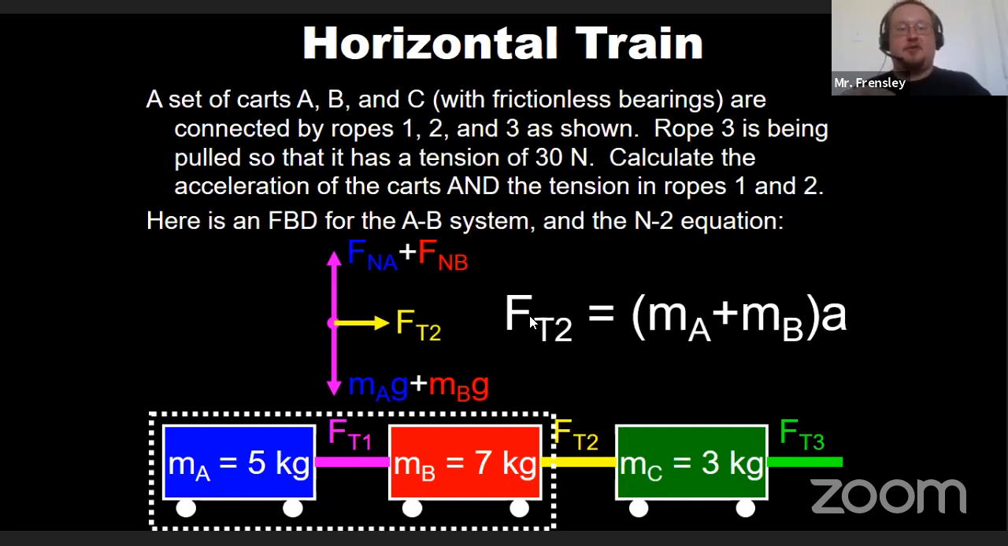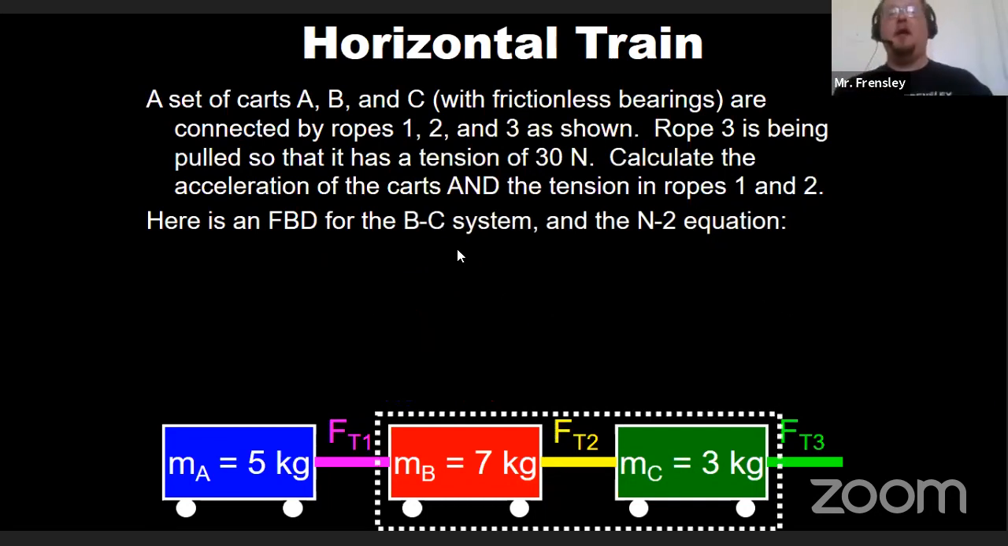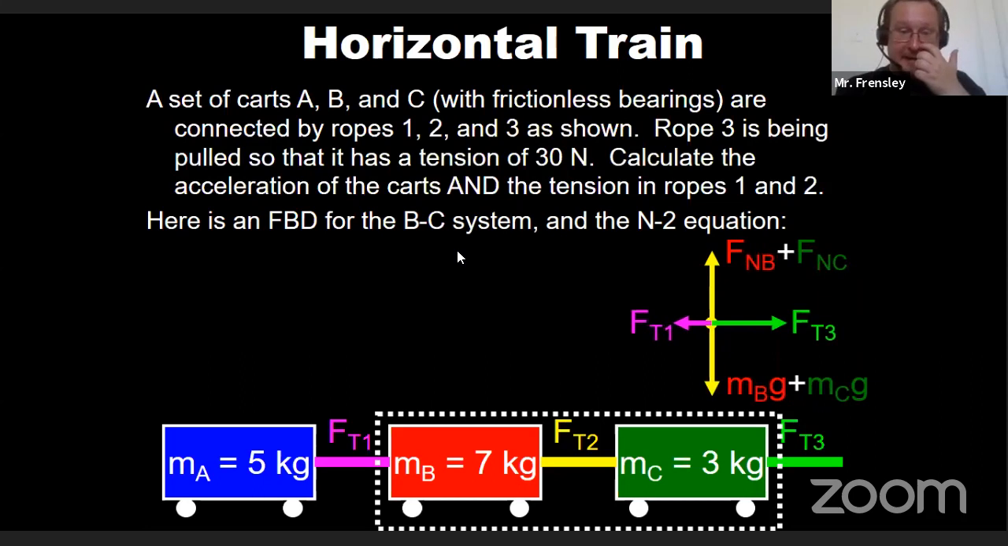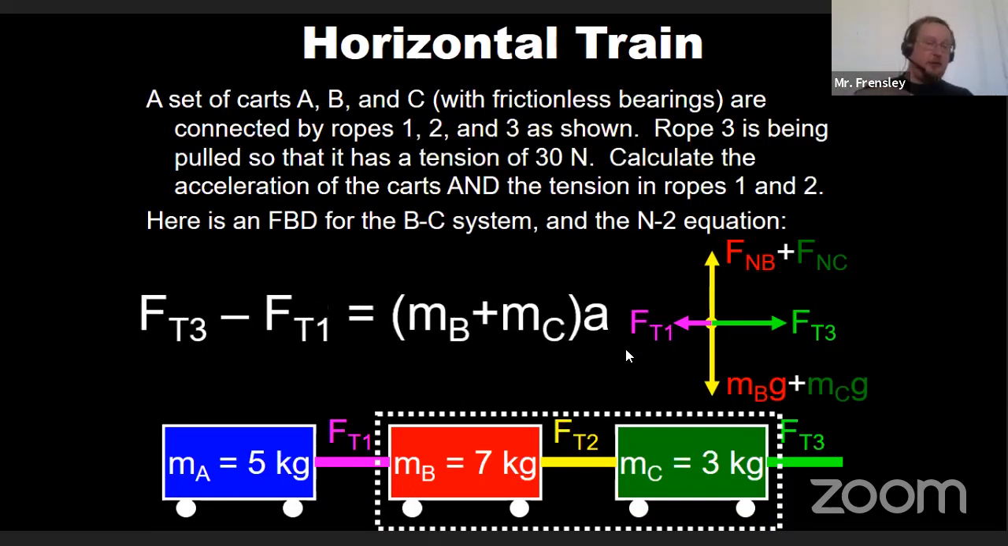So maybe I can try the system of B and C, right? What does B and C have? Well, B and C has tension 1 pulling back. What is tension 1? A pulls on B, but A is not part of the B and C system, so now that's an external force. Tension 3 comes from who knows what. I can't see off the screen there. Something else is pulling tension 3. That's not part of the system. So I get tension 3, which I know is 30 newtons, minus tension 1, which I don't know, equals the 2 masses combined times acceleration. So this is still not a good equation for me.